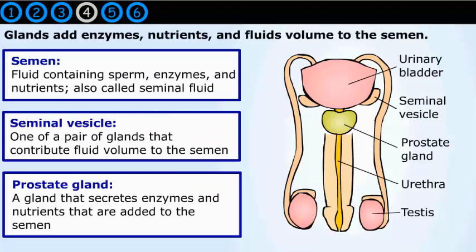Several glands add secretions to the sperm, forming semen, also called seminal fluid, the fluid that is actually ejaculated. The seminal vesicles are glands that contribute much of the fluid volume of the semen. The fluid is alkaline, ensuring that the semen neutralizes the acidic environment of the vagina.